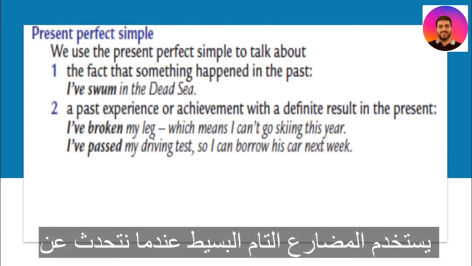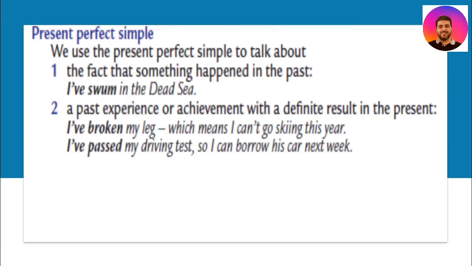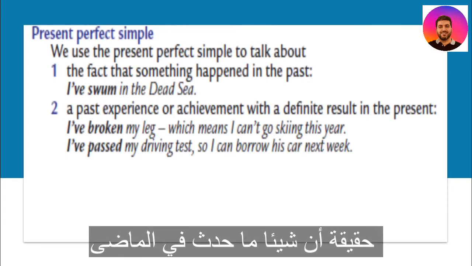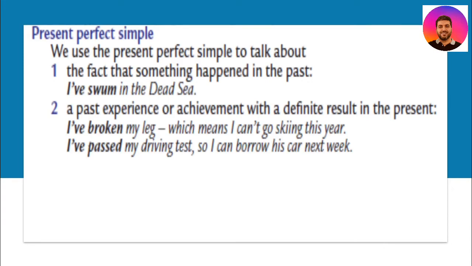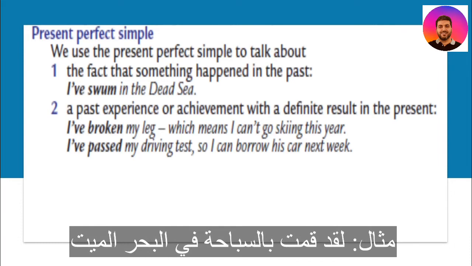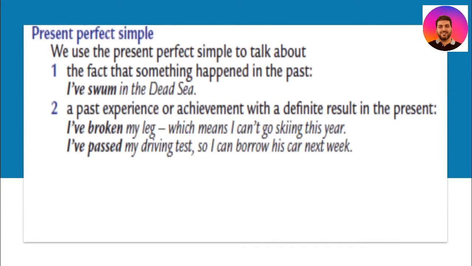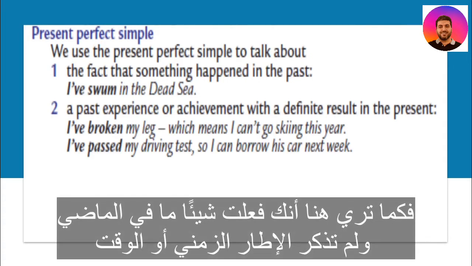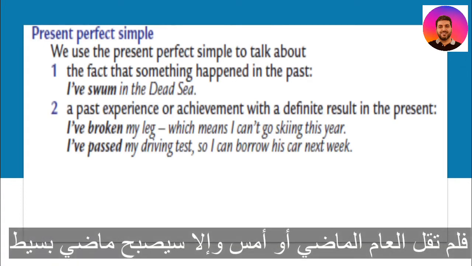The present perfect simple, we use it when we want to talk about the fact that something happened in the past. For example, I have swum in the Dead Sea. I have visited, or I have been to London. So here, as you can see, you did something in the past and you don't have a time reference. We don't say, for example, last year or yesterday, because this would be past simple.